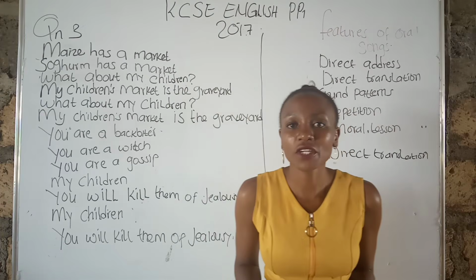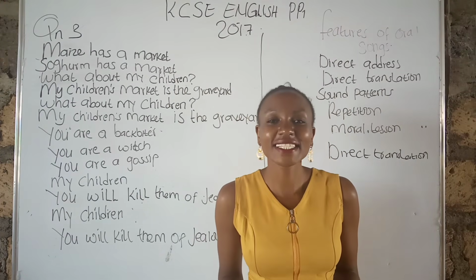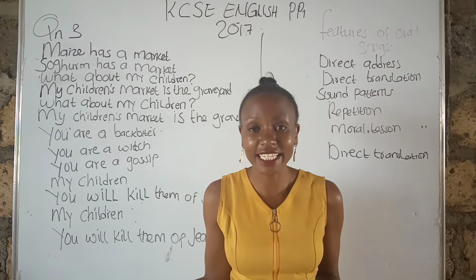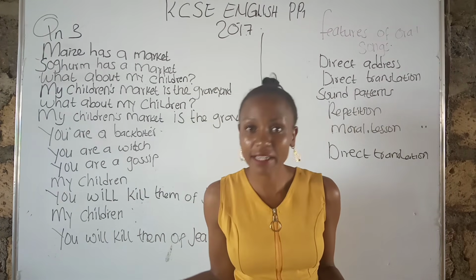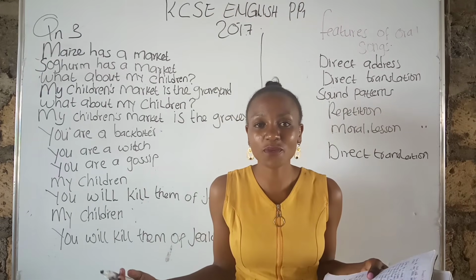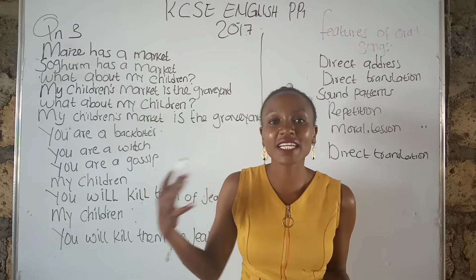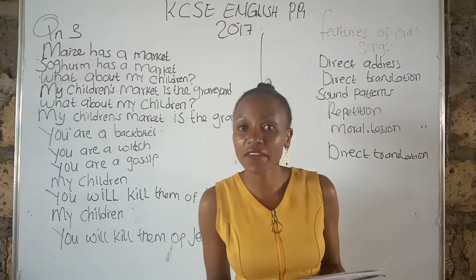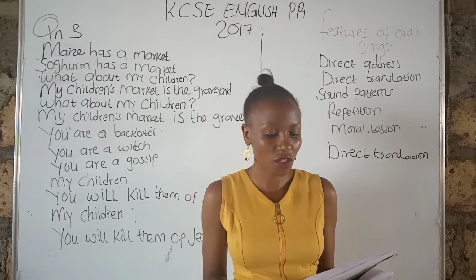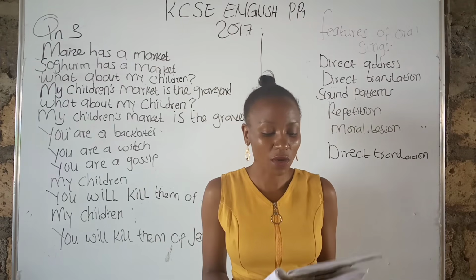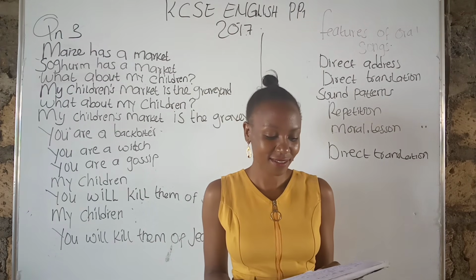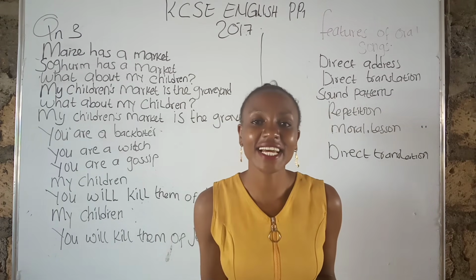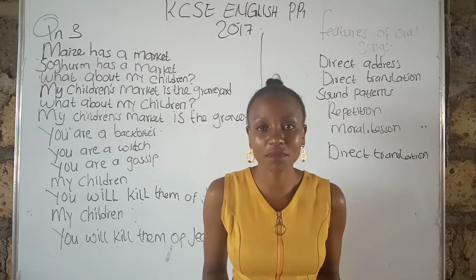And for your illustration, you'll have to give "maize has a market." Those words are, I think, translated from Swahili, if I'm not wrong: Mahindi yana soko. Number 2, we have the most obvious one, that is repetition. Several phrases are repeated. One is, my children's market is the graveyard. That is one illustration. Another illustration, what about my children? Another illustration, you will kill them because of jealousy. All those phrases are repeated.